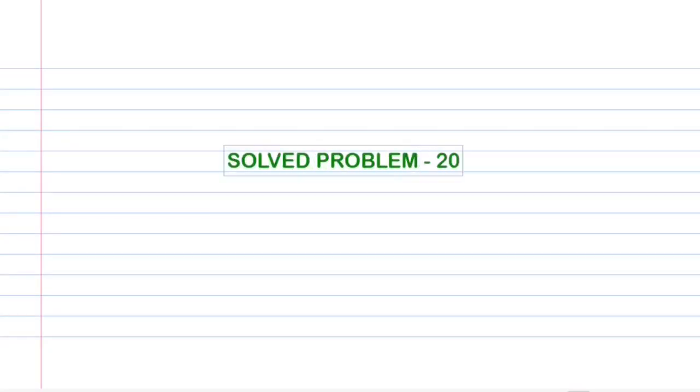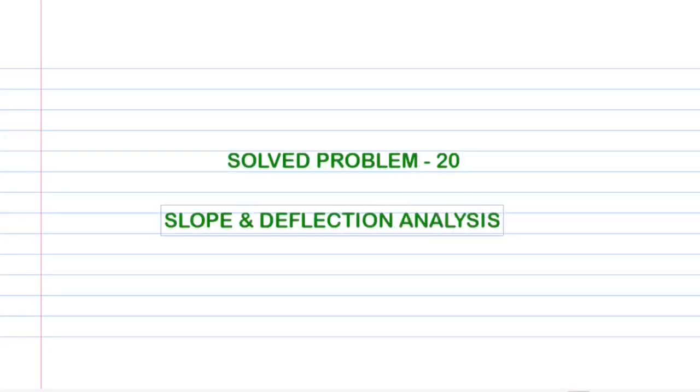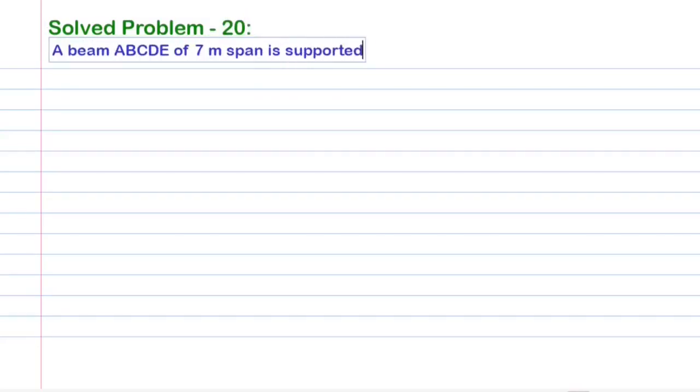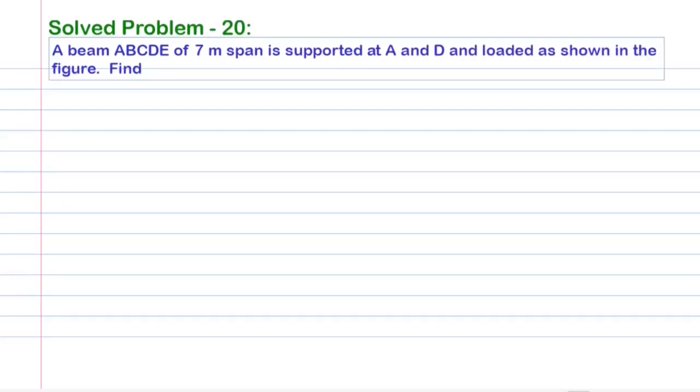Welcome. In this lecture, we shall solve the final problem on slope and deflection in beams using Macaulay's method. Solved problem 20 is stated as follows. A beam ABCDE of 7 meter span is supported at A and D and loaded as shown in the figure. Find the deflection at point E and the slope at end A.